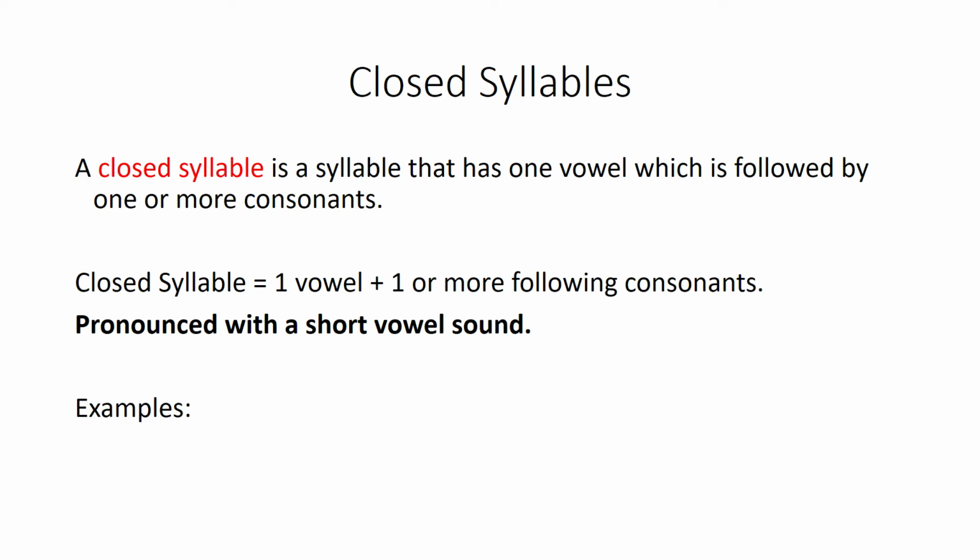Here are some examples. So the word from has one vowel followed by one consonant, and it will be pronounced short, from. The word then has one E vowel followed by one consonant, and it's pronounced short, then. And the word card has one vowel followed by one and another consonant, so two consonants, but it's still closed. So it's pronounced with a short A sound, which is a card.